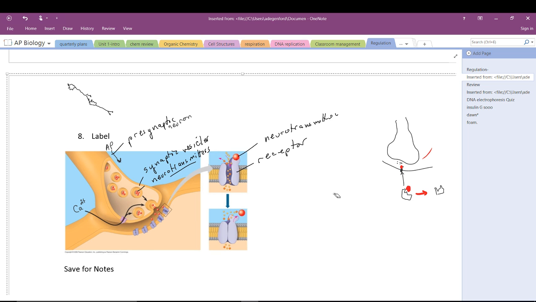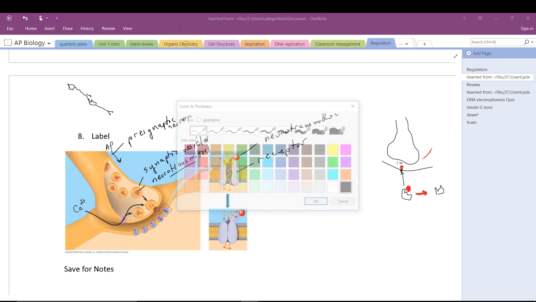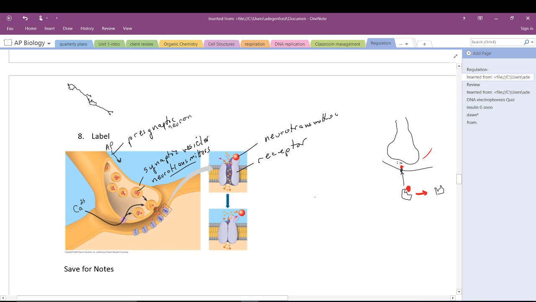We've talked about the structure of a neuron. We've talked about how neurons then conduct impulses. We have talked about how we can make them faster. And now we're going to look at how they then send the signal to the next neuron.